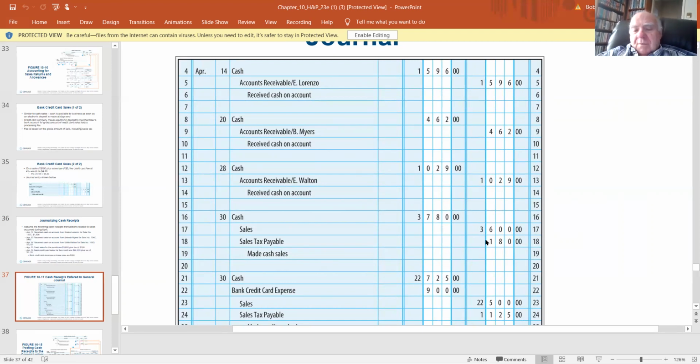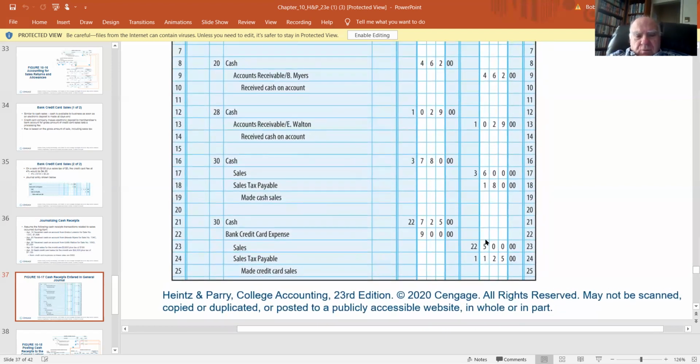It's not our money, but we have to consider that ours and take good care of it by paying it to the state. Let's look at the last one. They gave us a whole bunch of information on this, if you remember.